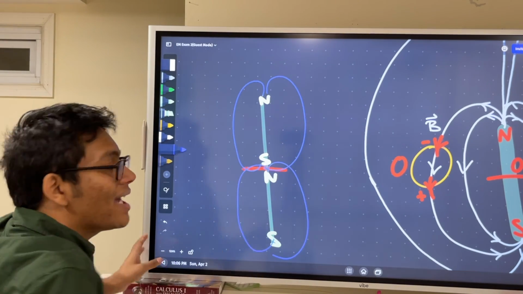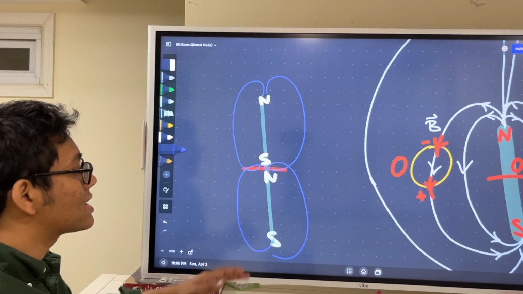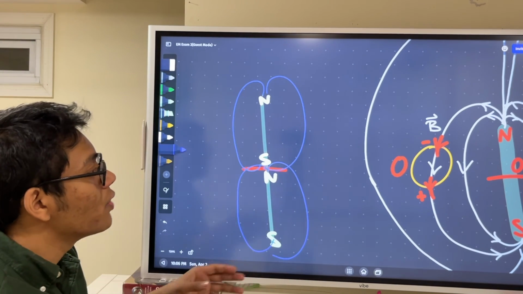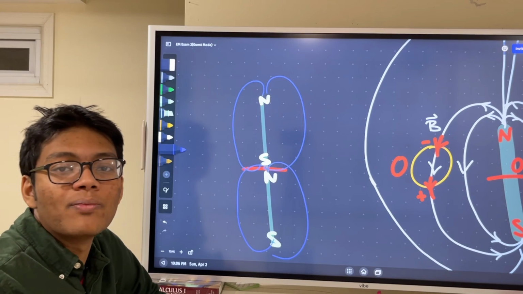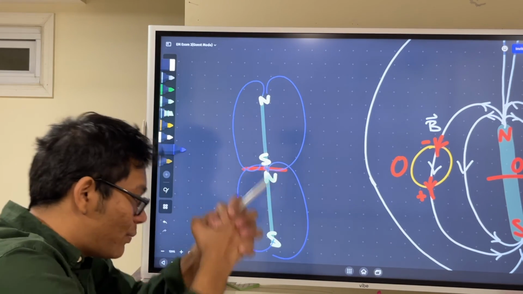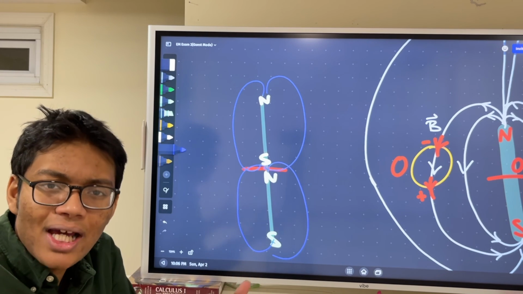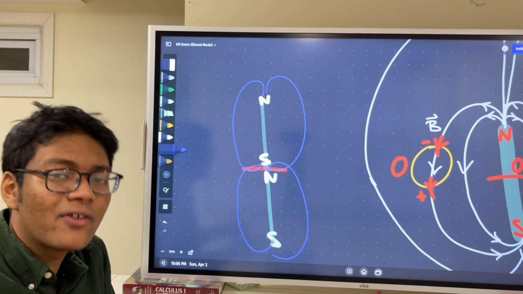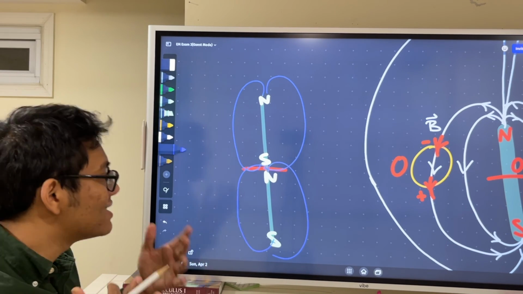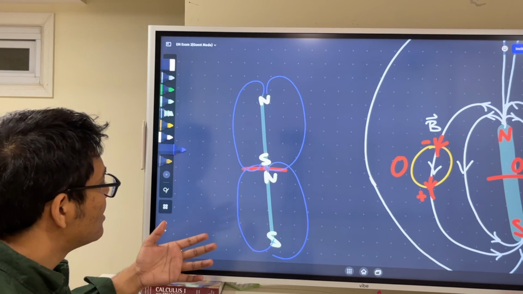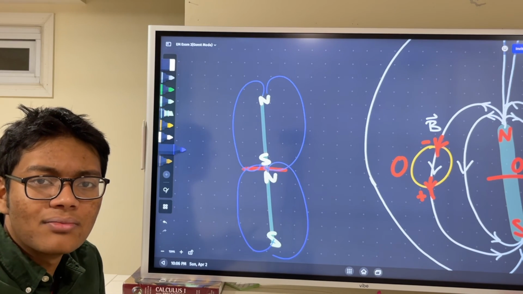So no matter how you cut it, no matter how you slice, dice, chop, cut this bar magnet apart, you're always going to have a north and a south pole. You can't have a separate north pole or separate south pole. Nobody's figured out how to do that yet. But a lot of physicists are searching because it seems like there's got to be magnetic monopoles out there somewhere. But we just can't figure out how to make them.